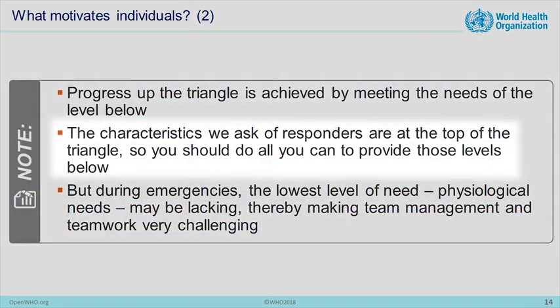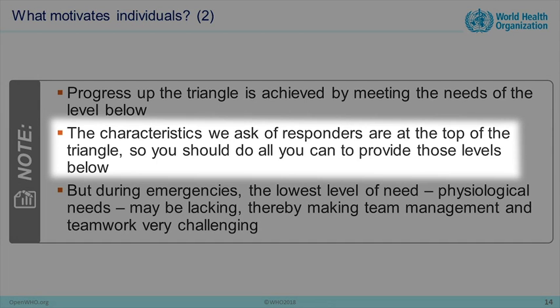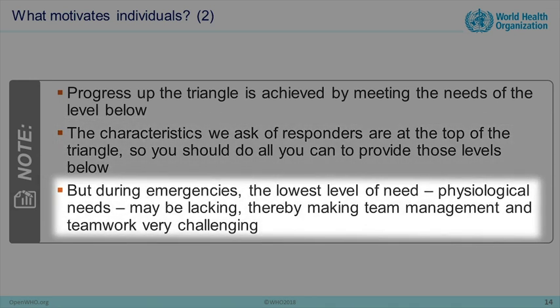You will have seen that the characteristics we ask of responders are at the top of the triangle, meaning that you should do all you can to meet the needs below it. But this can be difficult in a response where the lowest level of need may be lacking and makes team management and teamwork very challenging.